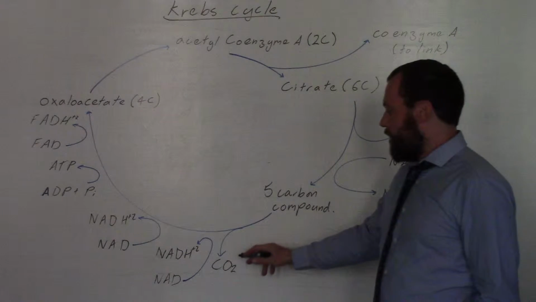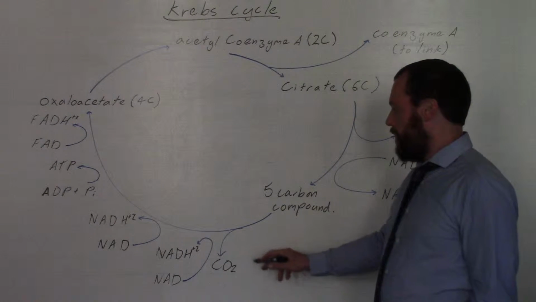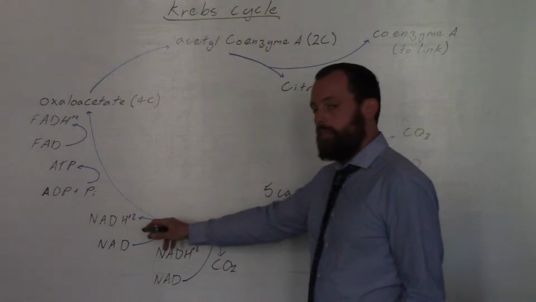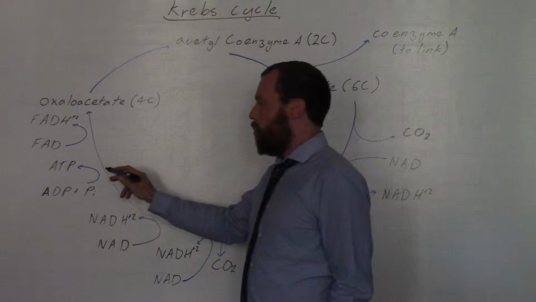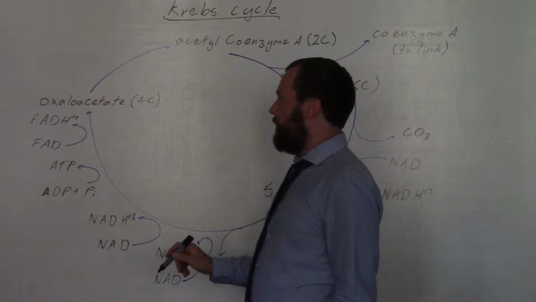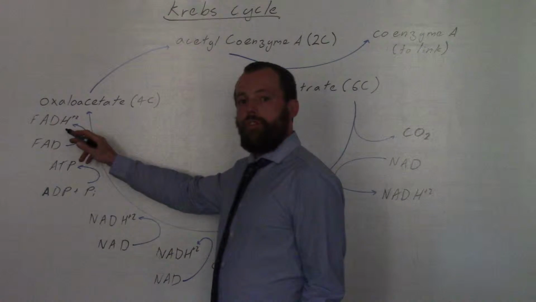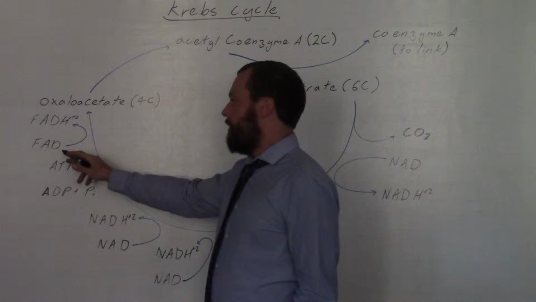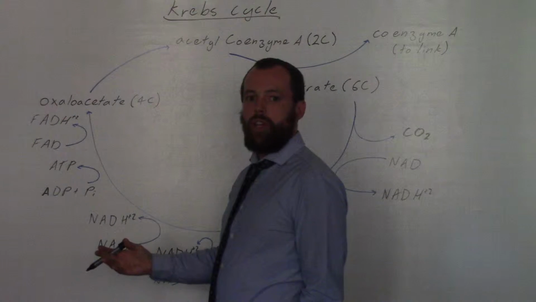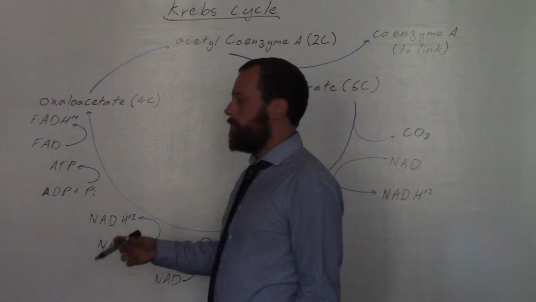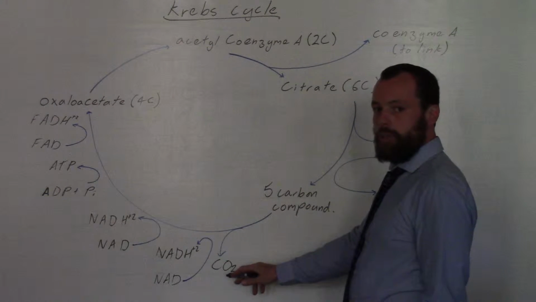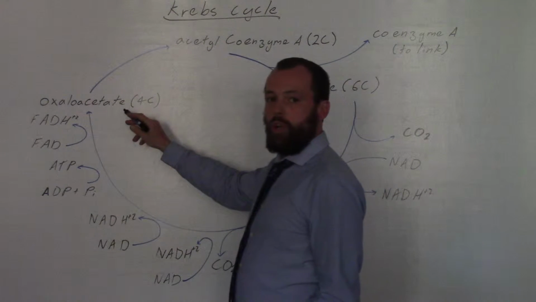We see again decarboxylation, the loss of a carbon dioxide, NAD being reduced to NADH, there and there. We also see one molecule of ATP being produced from ADP and Pi. We see a different coenzyme here, FAD. FAD is reduced to FADH. This works in exactly the same way as NAD does, and for the same purposes. So we move then from a 5-carbon molecule, because we've lost this carbon dioxide, round to a 4-carbon molecule.